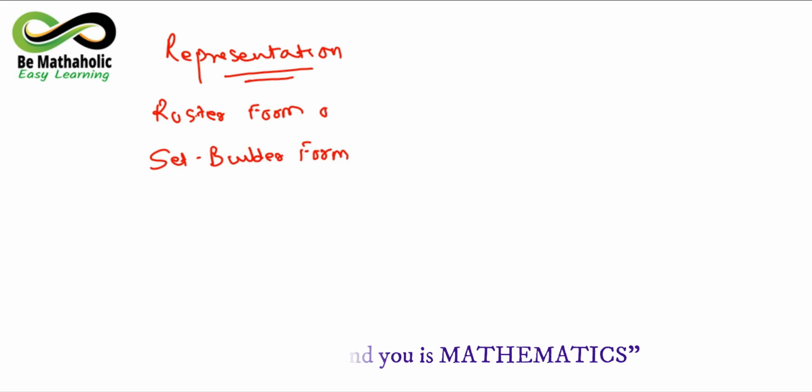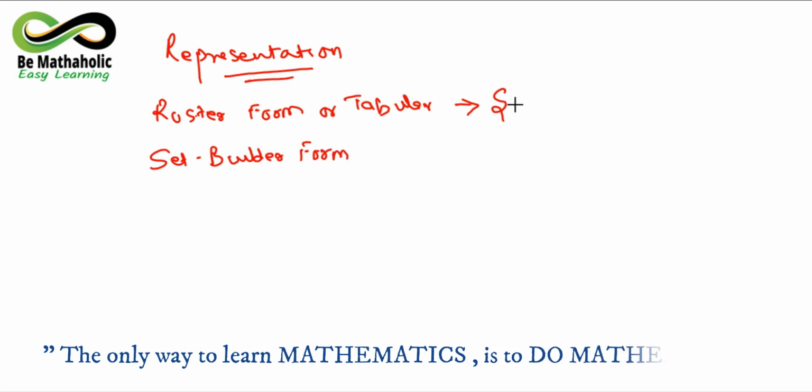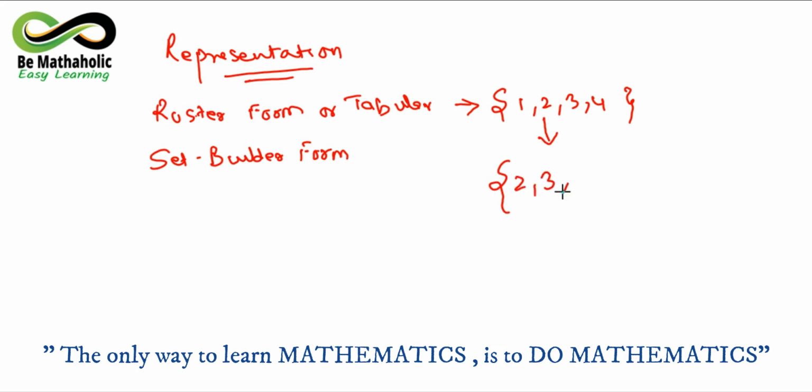So roster form or tabular form, in this the elements are to be written in a curly bracket separated by commas. Like if I write 1, 2, 3, 4, this can be represented as 1, 2, 3, 4. I can represent the same, please remember this, in this form also, that is 2, 3, 4, 1.